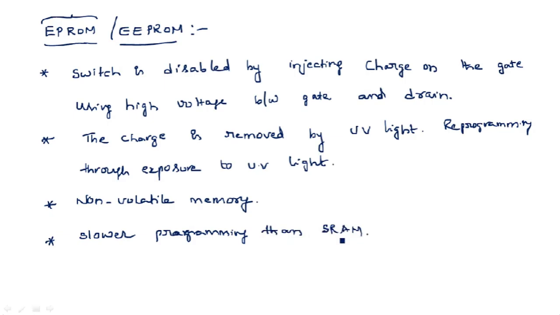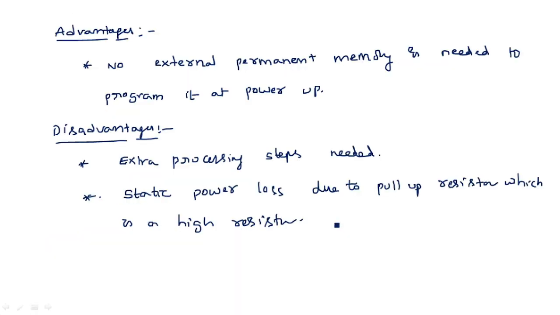Whatever programming parts you want to do, you need to expose those parts to UV light. This is non-volatile, with slower programming. Advantages: no external permanent memory is needed to program it at power up.